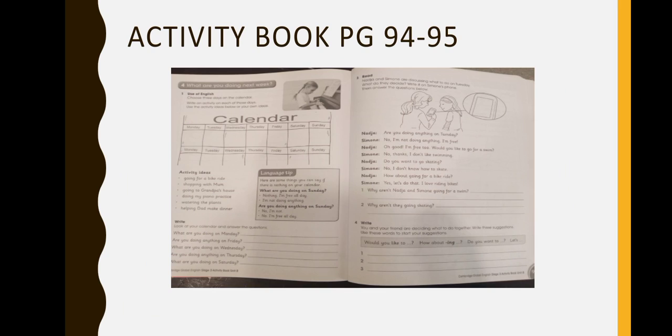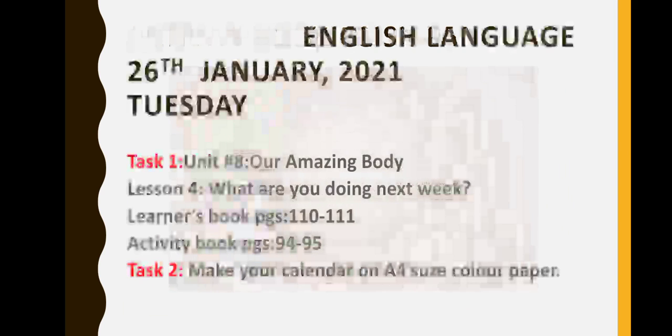You and your friend are deciding what to do together. Write a suggestion. Use these words to start your suggestion. You can use this idea while answering the questions. Would you like to? How about? And do you want to? You can take these ideas and then you can make your own suggestions. So this was the end of tutorial.